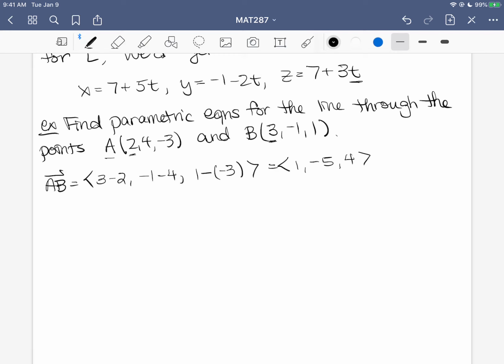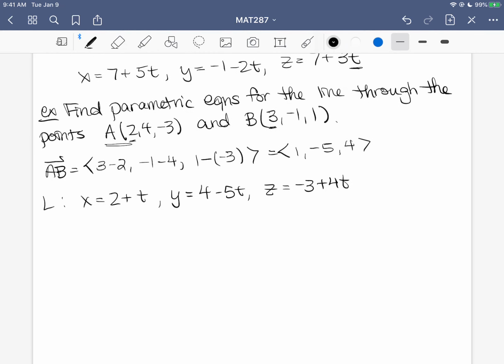And then just pick a point. You can use A or B. I'm going to use A. So the line has parametric equations. X equals 2 plus 1 times t, y equals 4 minus 5t, and z equals negative 3 plus 4t. And you should be able to give a rough sketch of this line by hand. You can also check, whoops, that's not z. You can also check in GeoGebra.